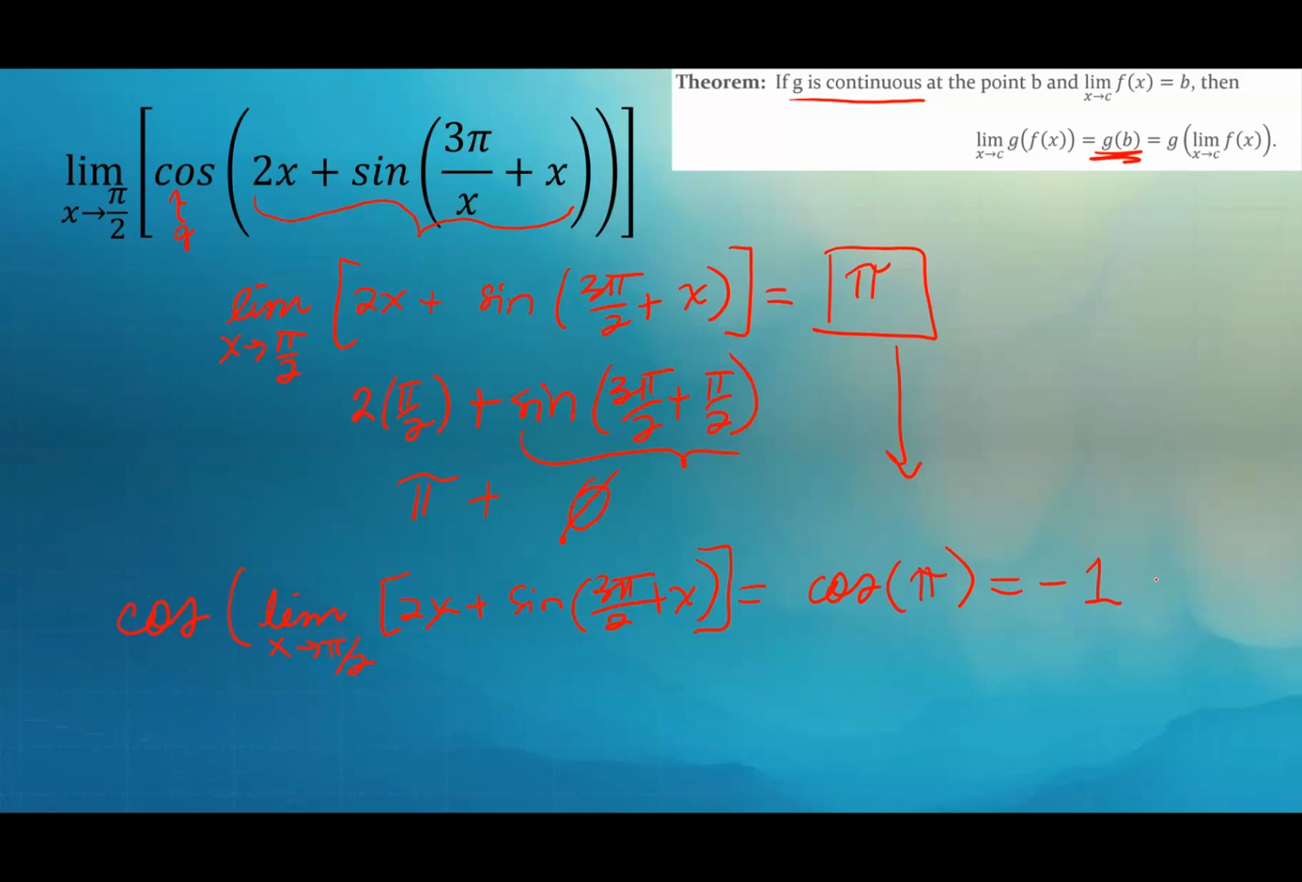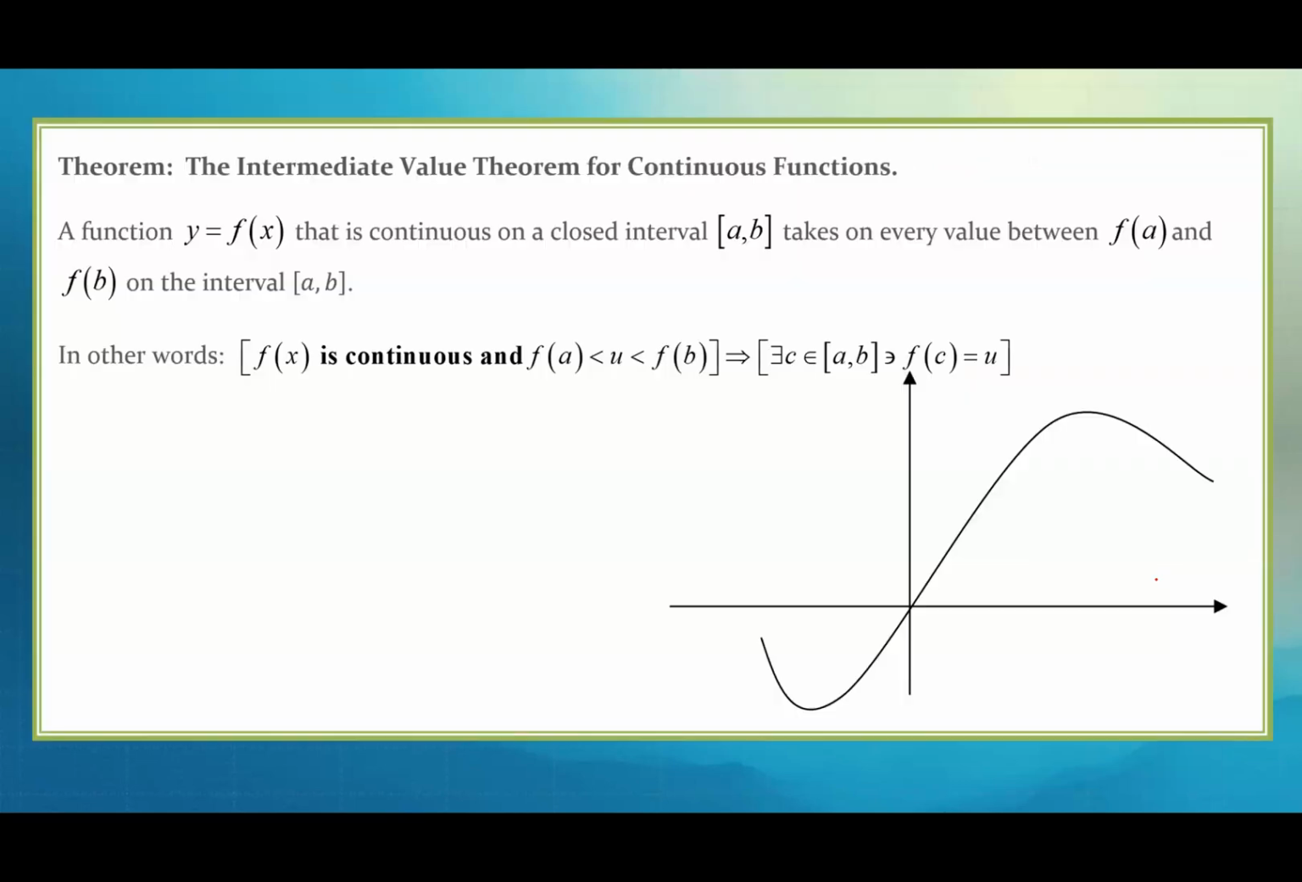Now, one really famous theorem that has to do with continuity is the intermediate value theorem, and it's very useful because we can use it to solve equations. So what does the IVT, the intermediate value theorem, say? If you have a function f of x that is continuous on a closed interval, then it will take on every value between f of a and f of b. In other words, this is what it's saying.